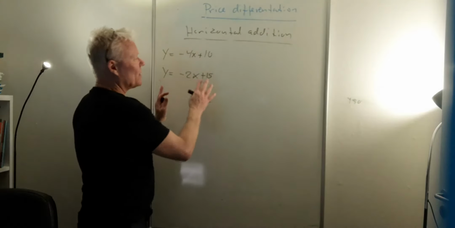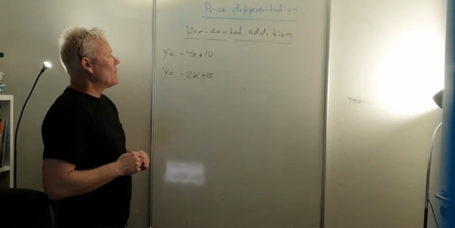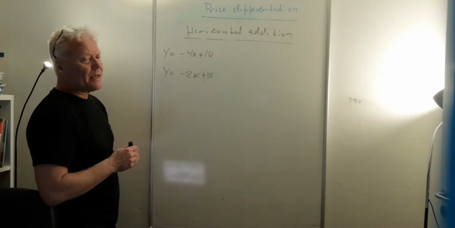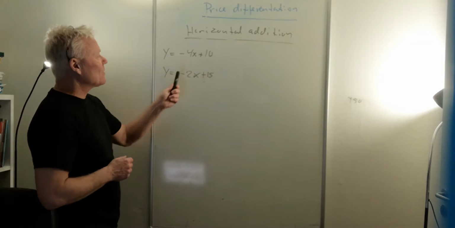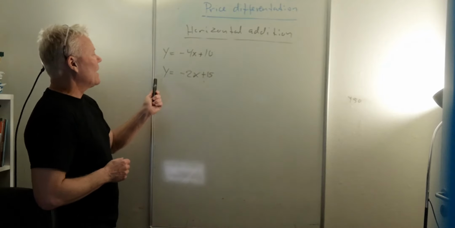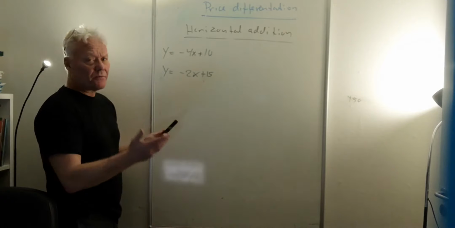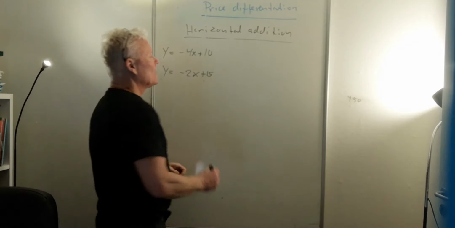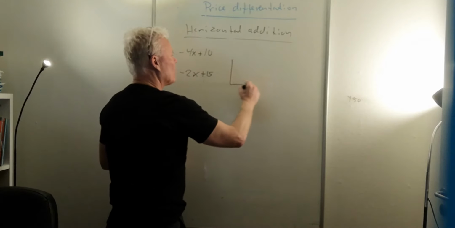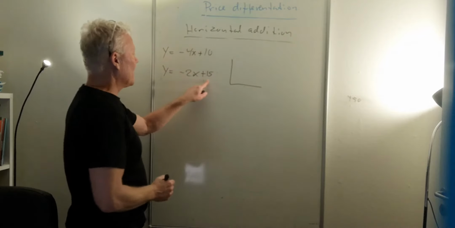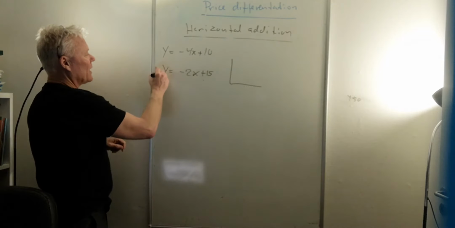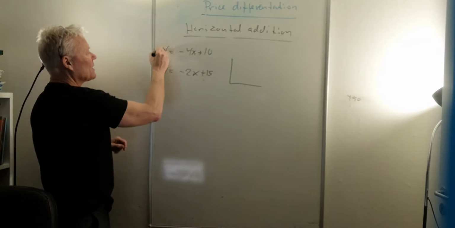I have two equations that are not quite the same. I have y is equal to minus 4x plus 10, and I have y equals minus 2x plus 15. So the starting points are 15 and 10. On one market, let's say that's the home market, the y, so we'll call that home, and this one is the export market.